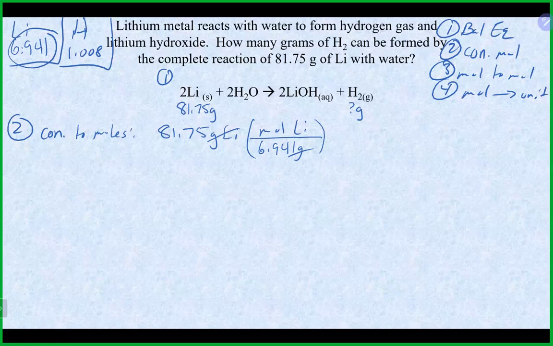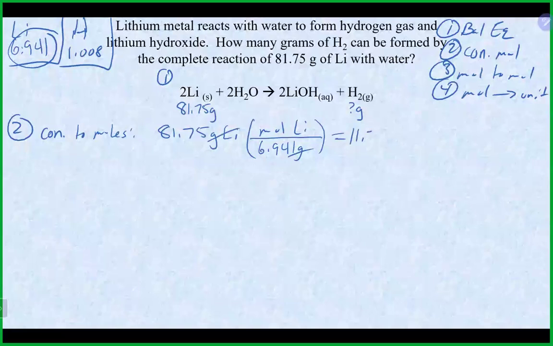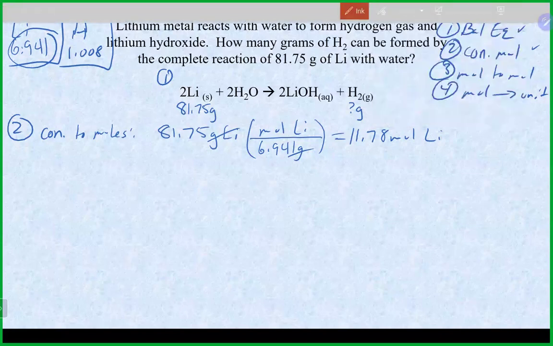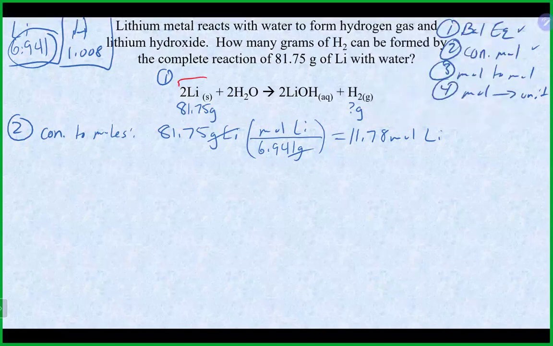That comes out to 11.78 moles of lithium in this case. So I did the first one, then the second. Now we're ready to do our stoichiometry, where again, we're going to look at the equation and find the relationship between the two things that we're interested in.